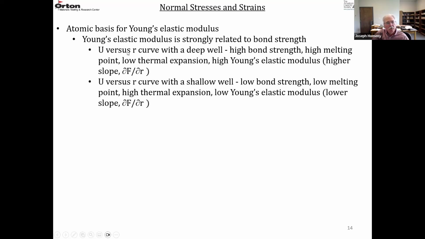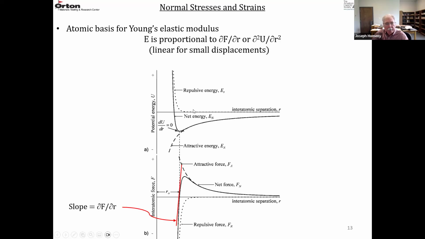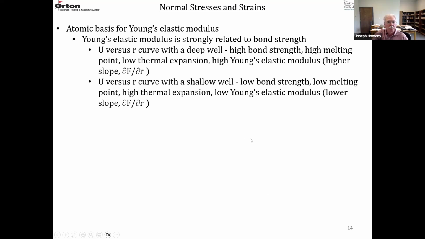So if we look at the U versus r curve, if it has a very deep potential energy well, it's going to have high bond strength, high melting points, low thermal expansion, and a high Young's elastic modulus. And if we look at the force curve, it's going to have a higher slope, dF/dr. So the deeper the potential energy well, the steeper this slope, the higher the Young's elastic modulus.